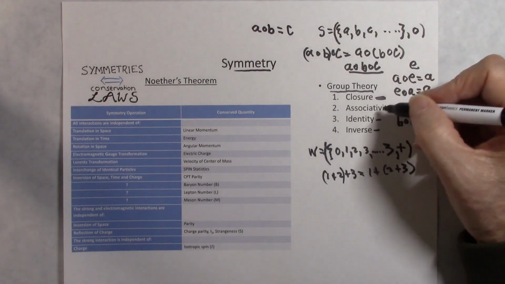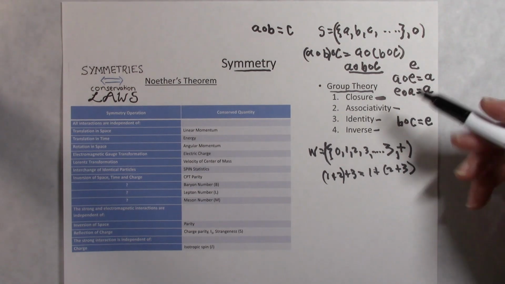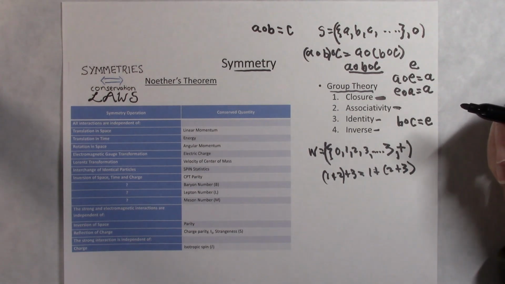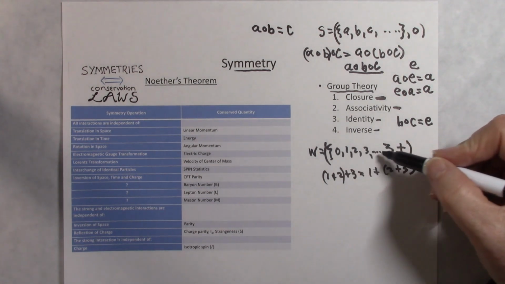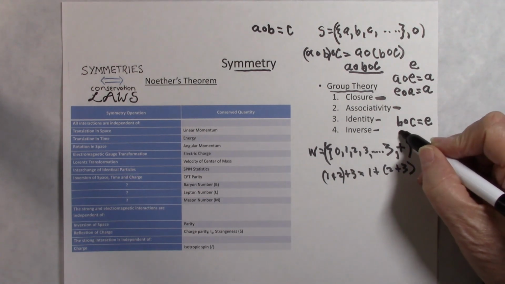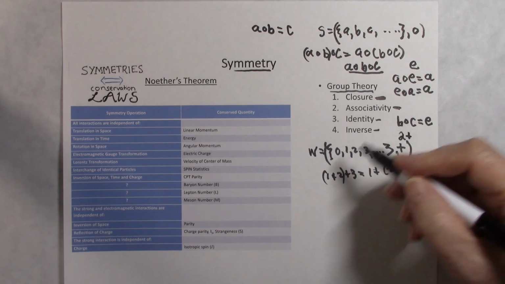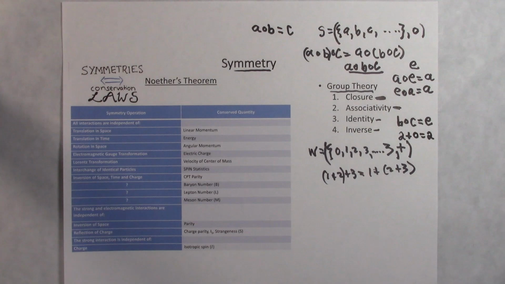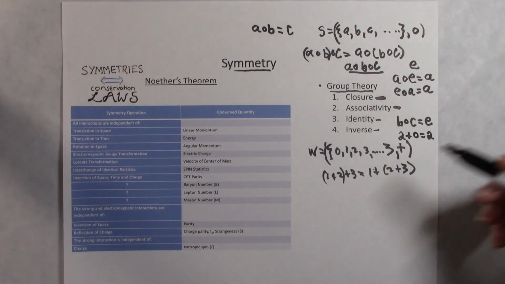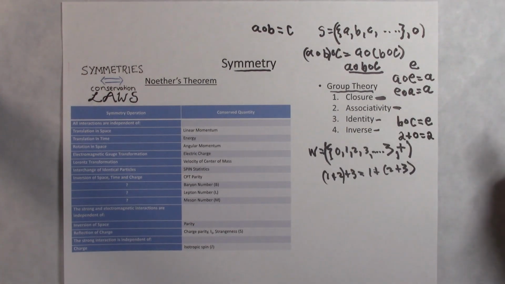That's the associative law. This would be equal to this. Associativity is satisfied. Is there an identity element within our set here, an additive identity? And the answer is yes. If we take any of these elements, say we take 2, and we add it to the identity, which is 0, we get 2 back. And that's true for all the elements. So 0 is our additive identity.